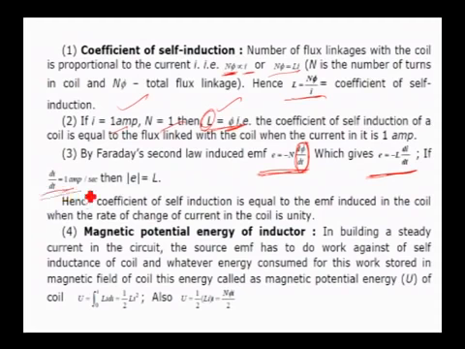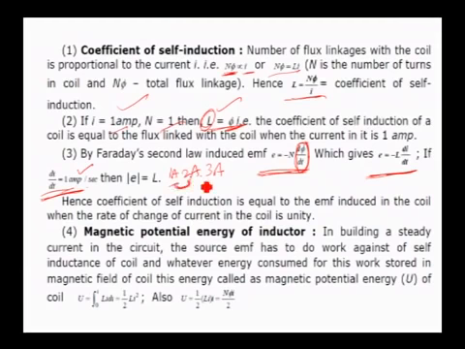What if di by dt is equal to 1 ampere per second? It means the current through the coil is changing at the rate of 1 ampere per second. Assume the current starts rising slowly from 0 to 10 ampere. In the first second it is raised to 1 ampere, in the next second to 2 ampere, in the third second to 3 ampere. Just look at the change.